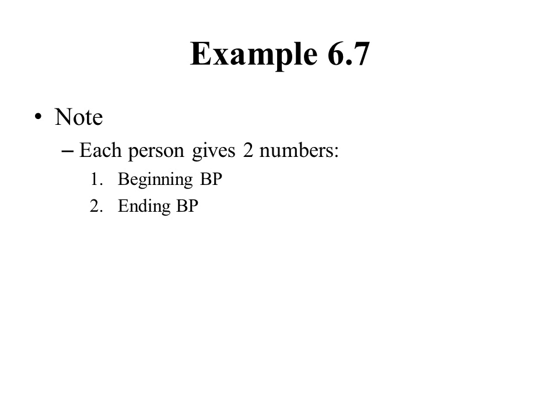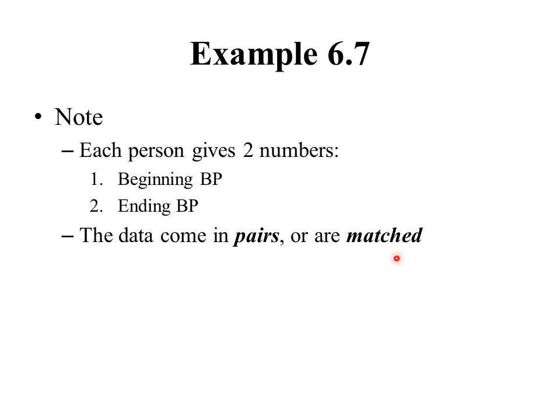Let's make an observation about the data in this example. Each person gives us 2 numbers, a beginning blood pressure and an ending blood pressure. And so we say that these data come in pairs or are matched. Each beginning blood pressure has a matching ending blood pressure. And so that means that our samples are not independent. A person's beginning blood pressure has an effect on their ending blood pressure.